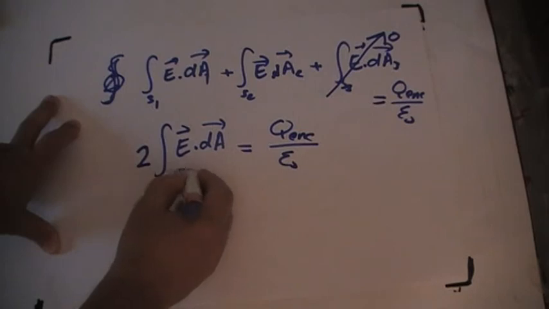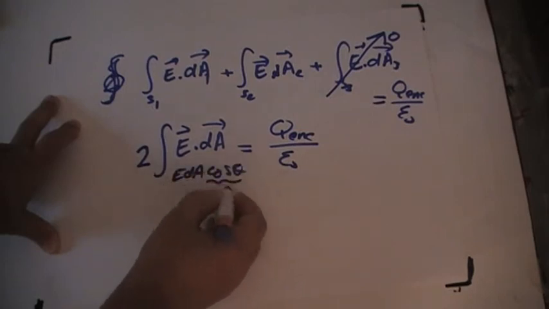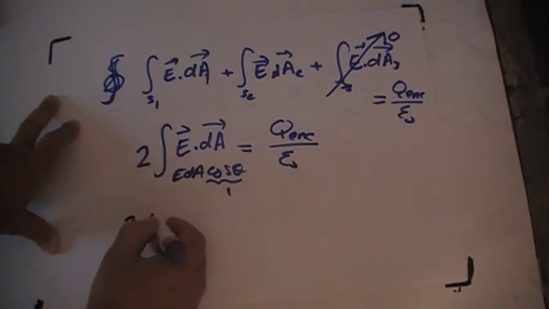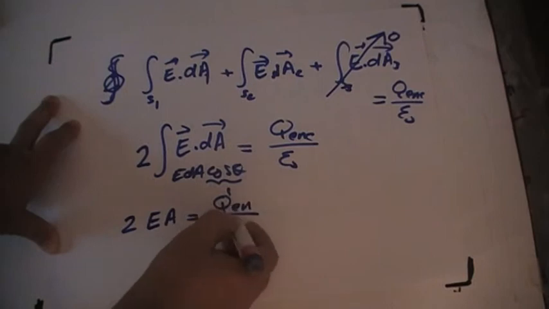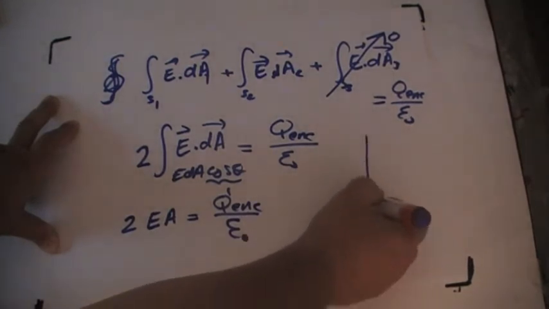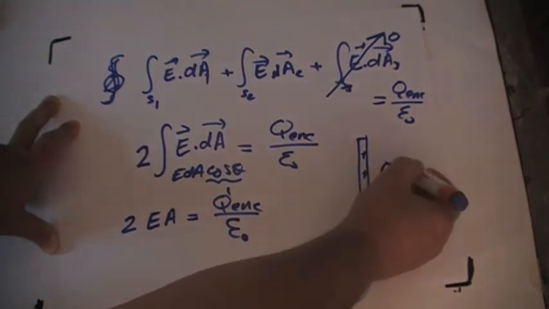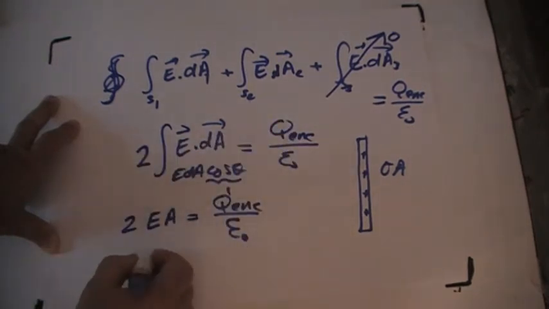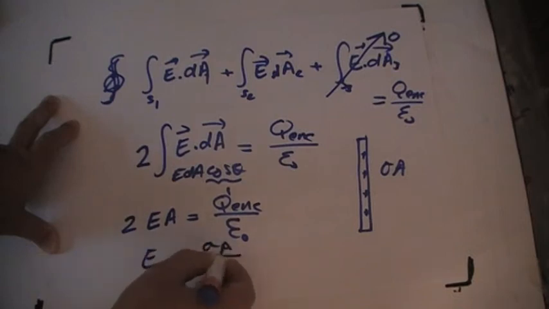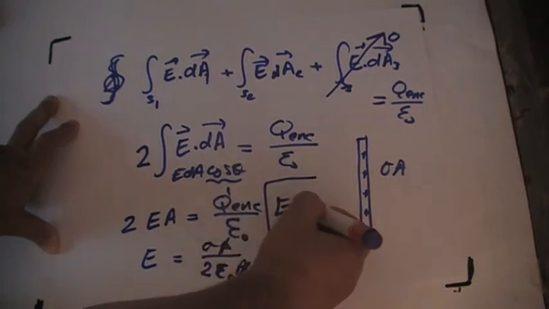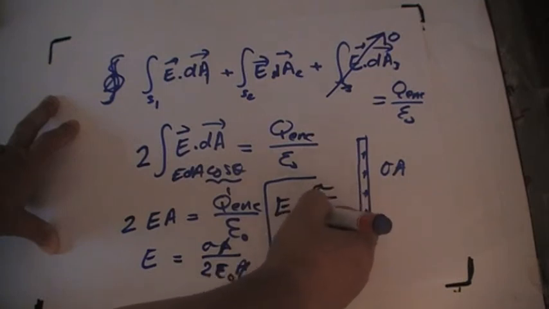So E dA cosine theta is equal to 1. That means I have 2, and the electric field is uniform, so it comes out of the integral, and the integral of dA is A. So I get 2EA equals Q enclosed over epsilon naught. Now, for the positive plate, the enclosed charge is nothing more than sigma multiplied by A. So if I do that, I get the electric field: sigma A over 2 epsilon naught A. The A's cancel, and the electric field E for the positive plate is equal to sigma over 2 epsilon naught.